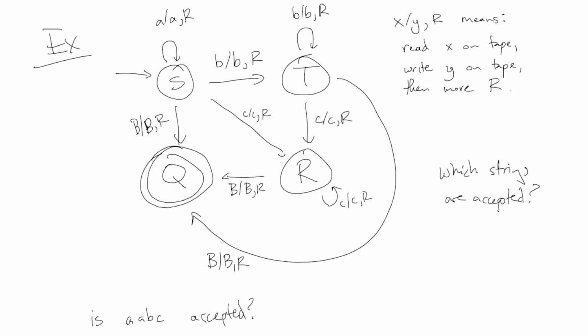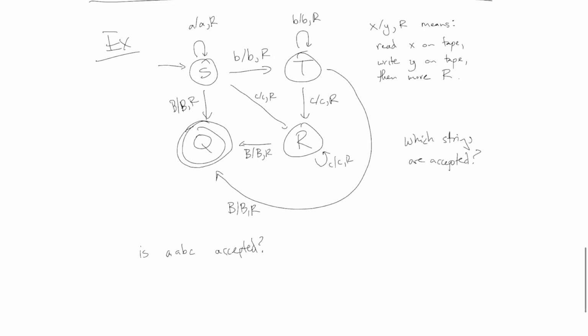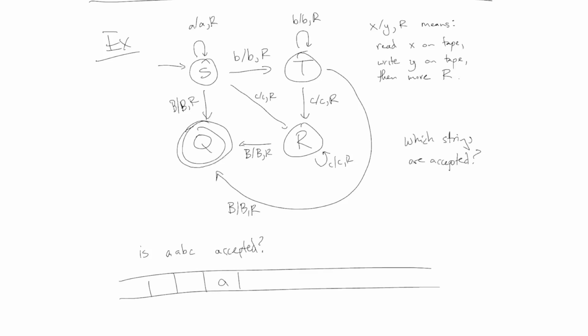So I'm gonna try to scroll this out, since I'm gonna have to scroll it away eventually. Anyway, let's see what happens step by step. I'm going to write out what the calculation looks like. We begin, like I said before, with the input string written on the tape. I'll write it this way, AABC, with blanks on either side.